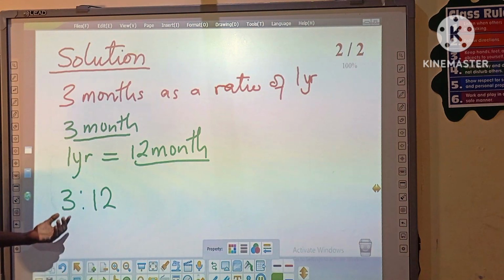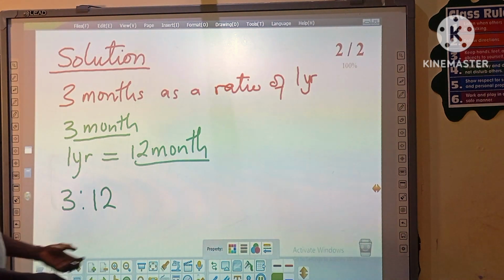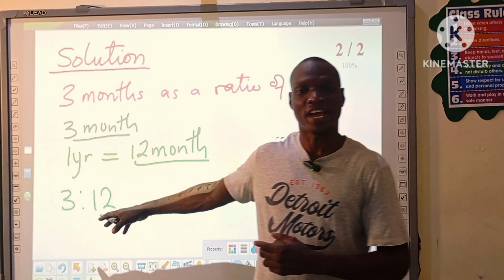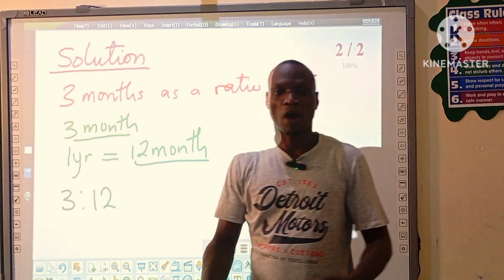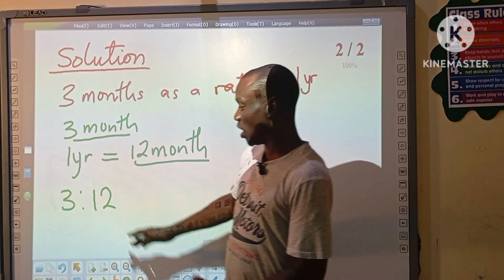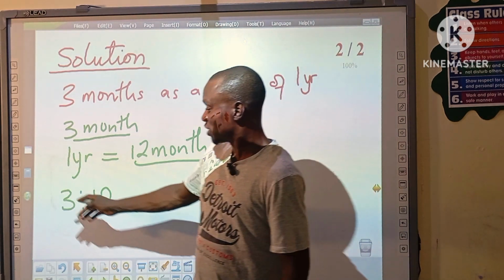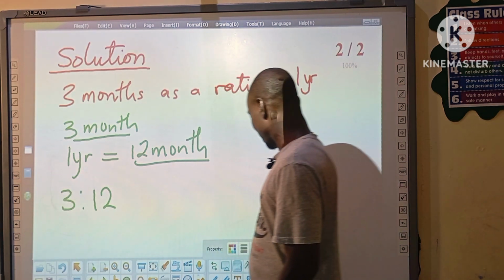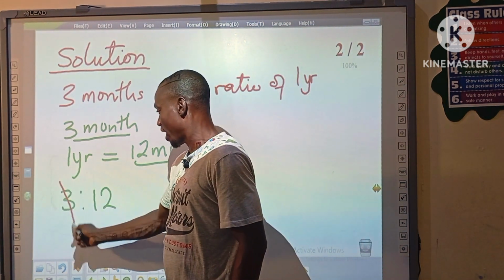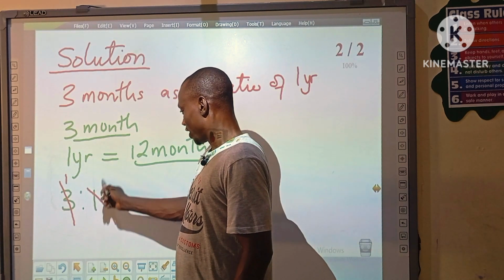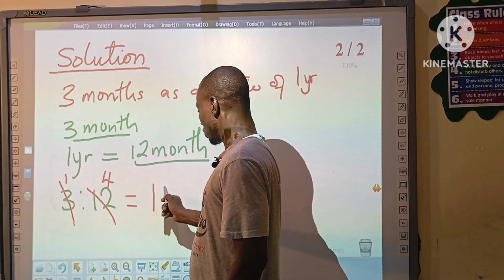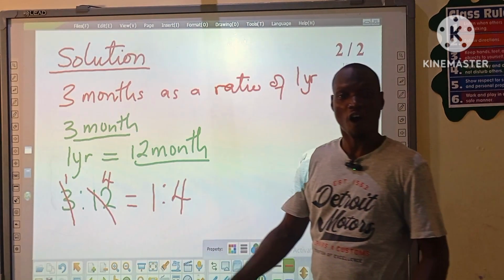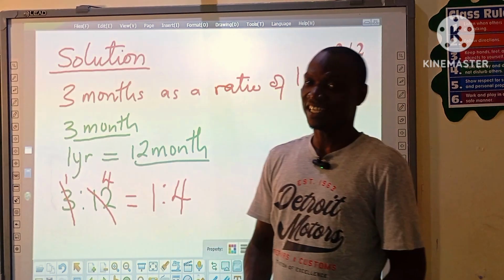But looking at this ratio, it is not to its lowest terms. Ratio must be written in their lowest terms. So we are going to look for a common denominator that we use to break both 3 and 12. What is the common denominator here? 3 is a prime number, and I discovered 3 can break 12. So I'm going to use 3 as my common denominator. 3 here gives me 1, while 3 here gives me 4. So I have reduced it to its lowest term, which is 1 is to 4, or 1 ratio 4, as it may be called.